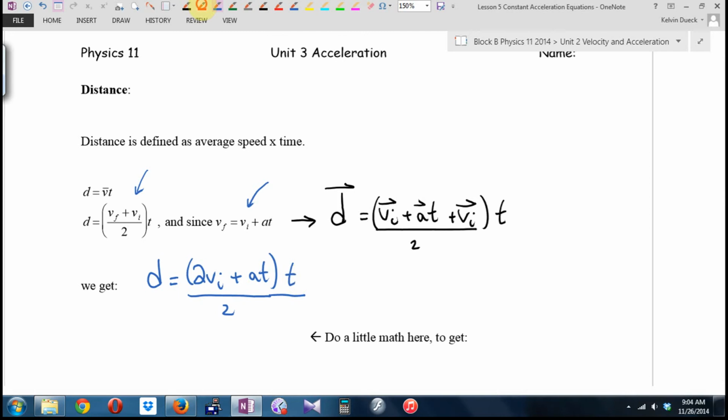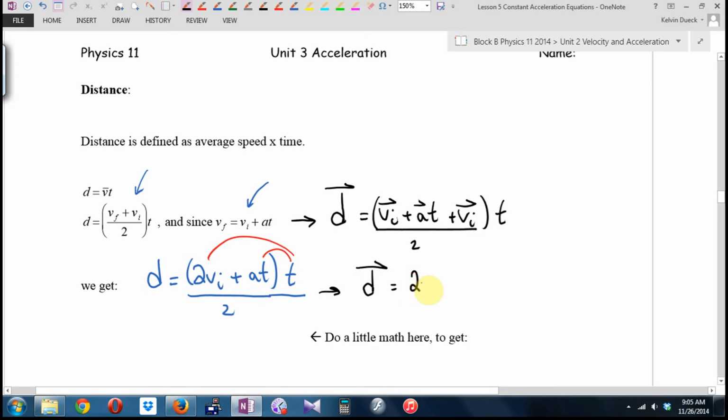Let's multiply that in. Like Mr. Rocca calls it front door bomber or foil or just whatever you want to call it. I think I can actually say, you know what? This is going to be 2 VIT plus AT. Oh, what's T times T? How do I write that? Squared. And this is all over 2.